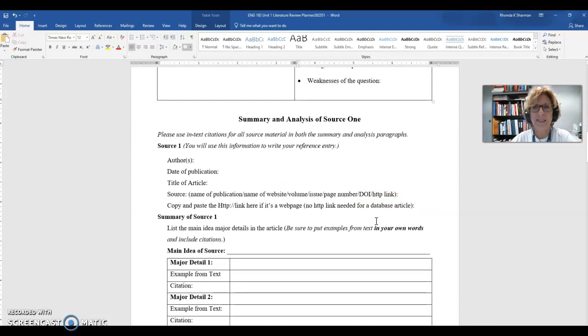All right, then we go into the analysis of each of your sources. So for source one, you're going to write down all of the citation information. Be as thorough as you can. Put down the author, put down the date, put down the title of the article, put down where it came from. So did it come from the Encyclopedia of Evolution? Did it come from the Centers for Disease Control? Where did it come from? A magazine, a publication? Write down that information.